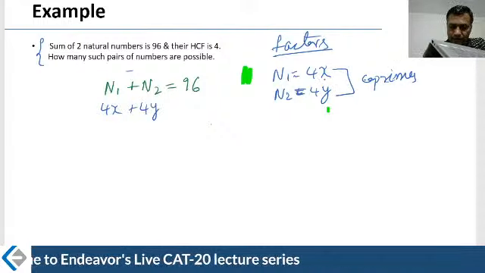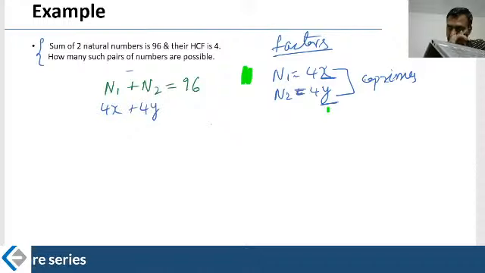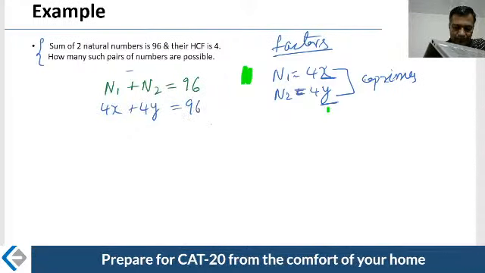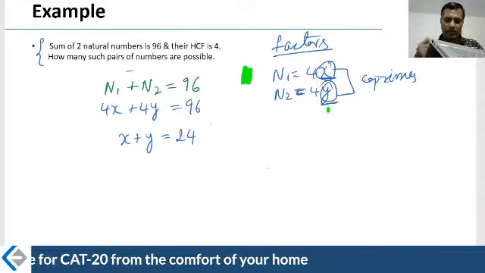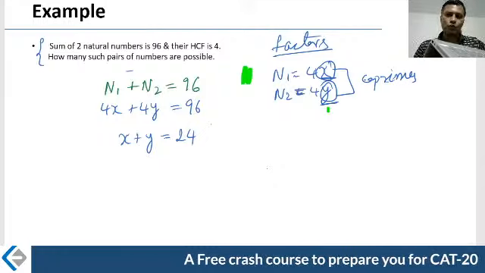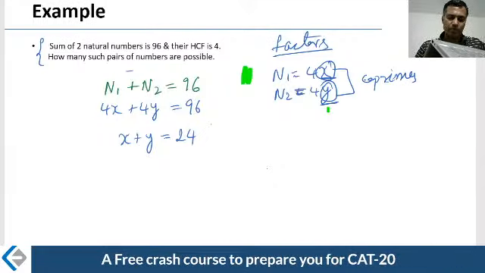I'm not saying 4x and 4y are co-primes because 4 is already common there. You take that common factor out, and x and y become co-primes. That's important. The sum is 96, so x plus y is equal to 24. X and y should be co-primes to each other. Although n1 and n2 are 4x and 4y, x and y are co-primes. Why? HCF is 4. If something else were common between them, it would not make sense, right?